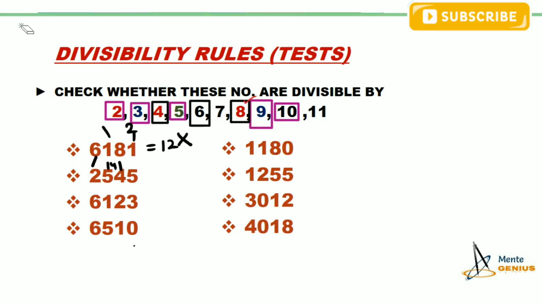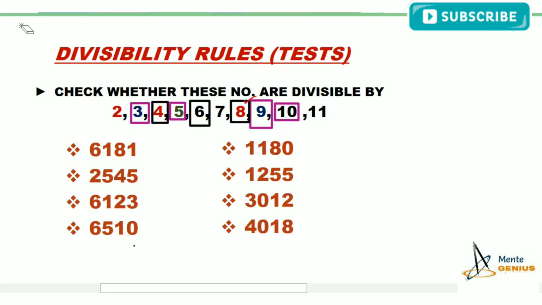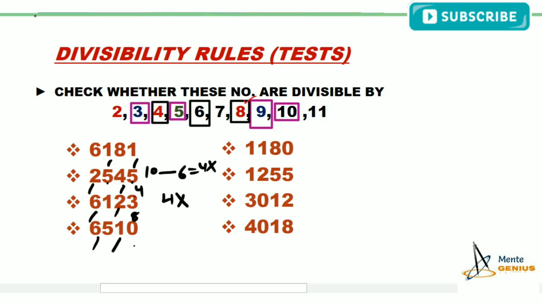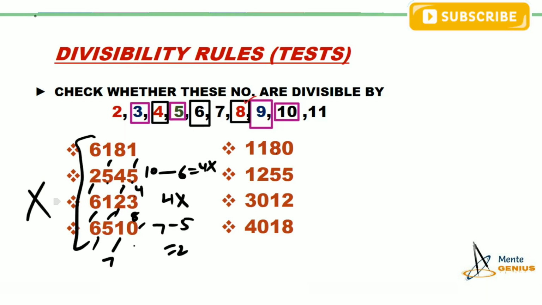For checking next number, 2, 5, 4, 5. 2 plus 4, 6. 5, 5, 10. No, 4 cannot be divided by 11. 6 and 2, 8. 3 or 1, 4. Yes, difference will be 4. No, cannot be divisible by 11. 7 and 5 and 0, 5. 7 minus 5, always 2. So these numbers are not divisible by 11.